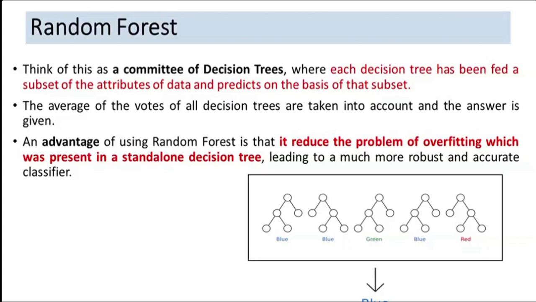The advantage of using the random forest is that it reduces the problem of overfitting, which is observed in the standalone decision tree. So it will lead to a much more robust and accurate classifier. So if the decision tree is not providing the proper output, the random forest can sort out the problem associated with decision trees. Okay.